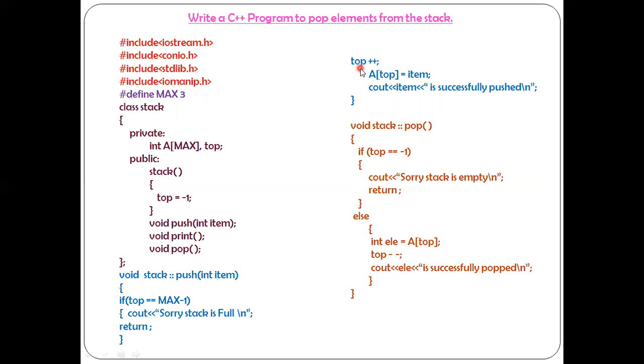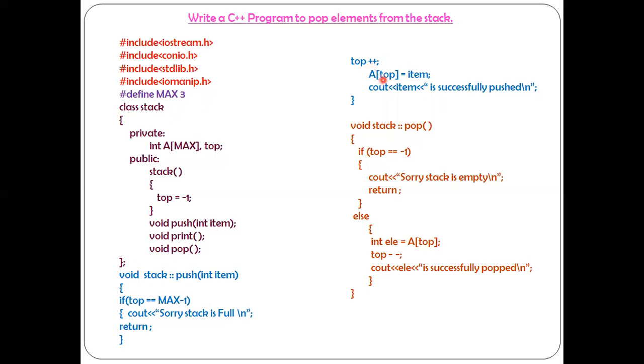So I'll execute this: top plus plus. Top plus plus means initially top is -1, and -1 plus 1 becomes 0. Do remember that during the process of insertion, every time top increases by +1. First time it is -1, then comes 0, then 1, then 2, like this. Every time top increases by +1. Now top plus plus means this time top becomes 0. -1 plus 1 becomes 0.